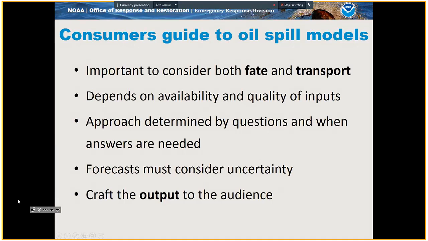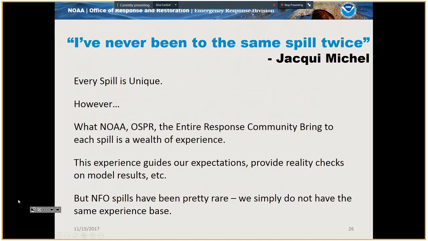And then we have to craft the output to the audience. So again, who is your audience? What questions are they going to try to answer? We need to make sure we can create model result outputs to answer the questions and express them to them. So, a little bit about floating oils.